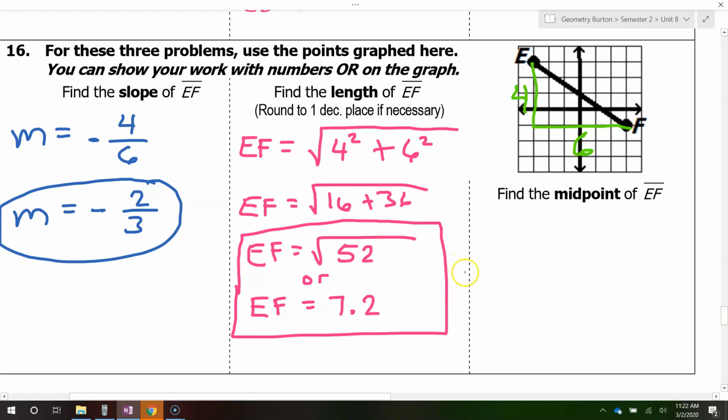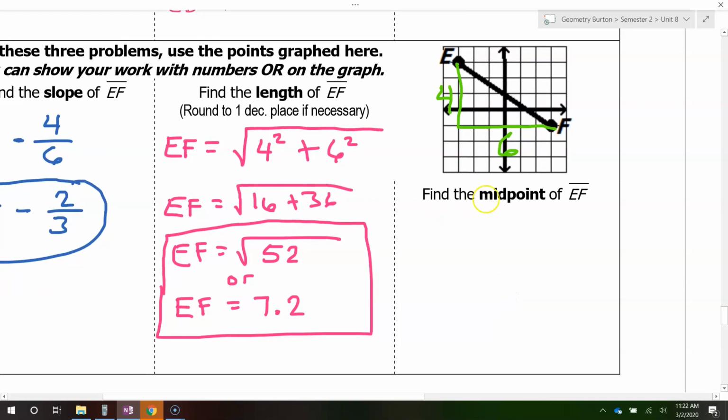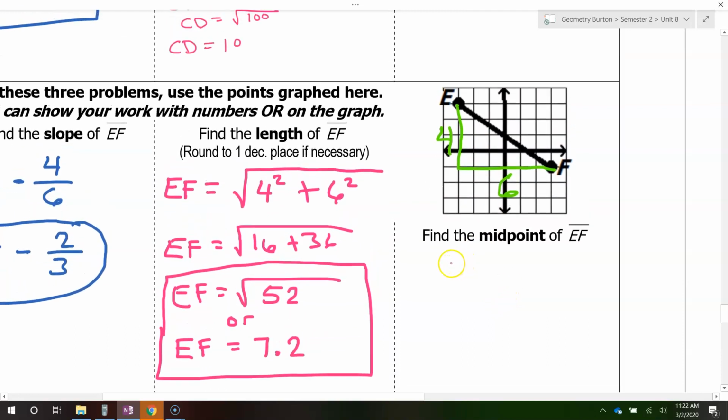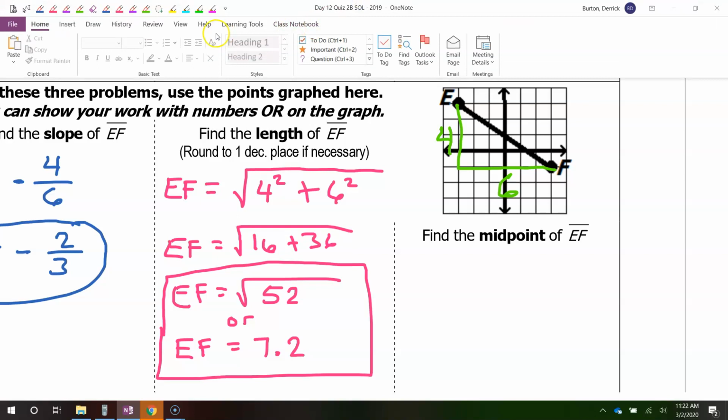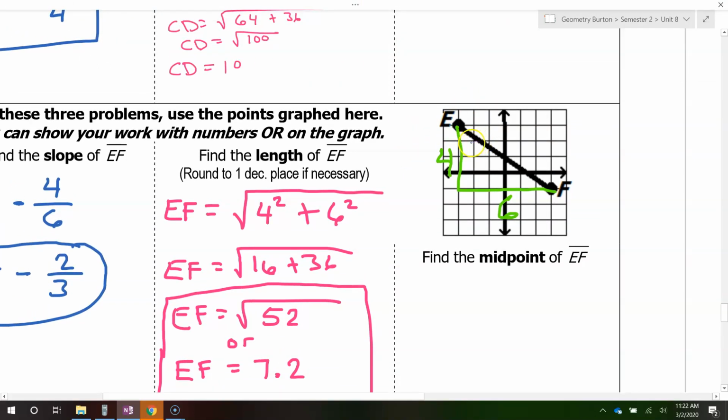Okay. Now, let's find the midpoint. All right, the midpoint is going to be the average of the x's and the average of the y's. So I would like to have the coordinates of each of these points. So the first point, point E, is negative 3, comma 3. And then point F is positive 3, comma negative 1.